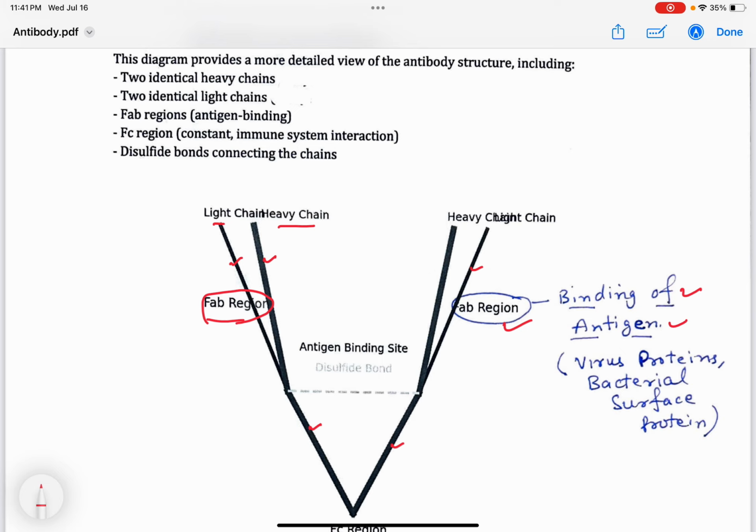So an antigen would be a part of a virus protein, or it could be a bacterial surface protein. So that part kind of binds right over here on the antibody. So that's called the FAB region.